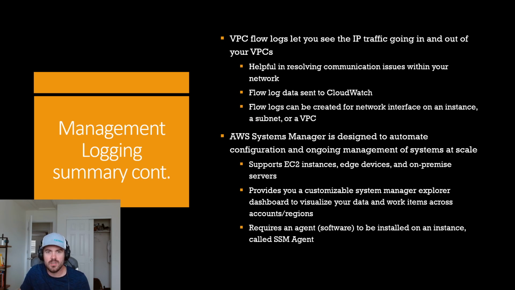Okay. So VPC flow logs allow you to see the IP traffic going in and out of your VPCs. It's helpful in resolving communication issues within your network. And you can, of course, send this flow log data to CloudWatch to integrate with that as well. And flow logs can be created for network interfaces on an instance. They can be used on a subnet or even just the VPC as a whole.